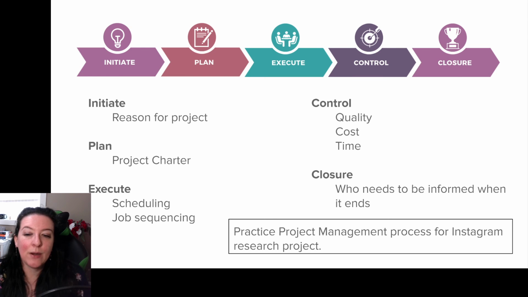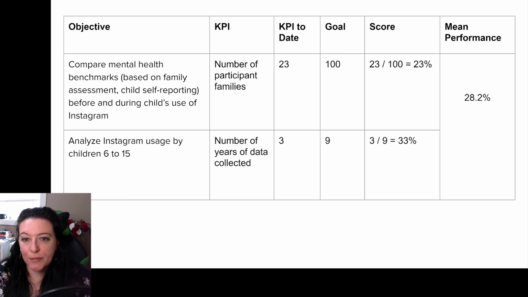Let's just go back. We need a reason for the project. We need to plan. And then once we have that plan in place, we would then execute it. And of course, we would do an assessment as we were going in terms of quality. Are we able to collect data and the information we're looking for? How are we doing in terms of cost and time? And then the closure aspect where we look at who needs to be informed that it's ending. And here we have the research ethics board that would be involved. And so they would be notified as part of that closure.